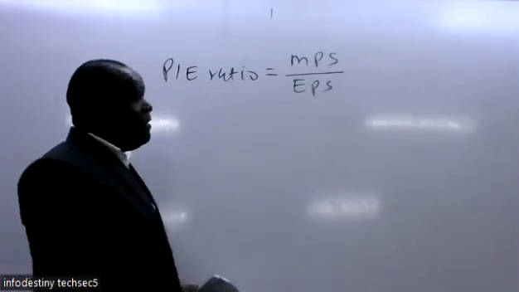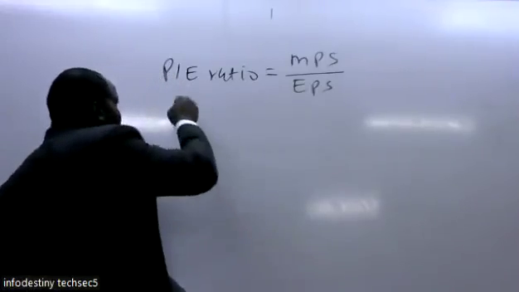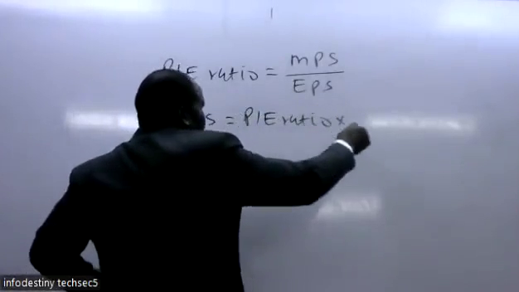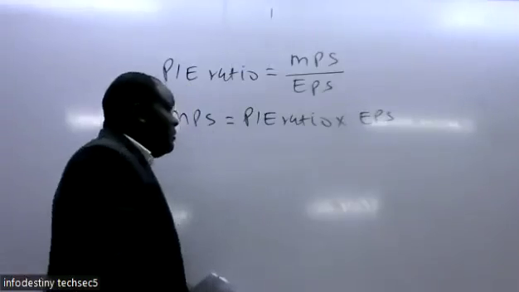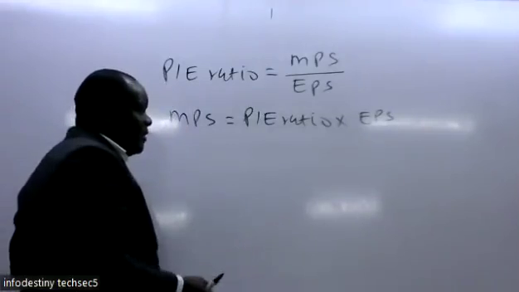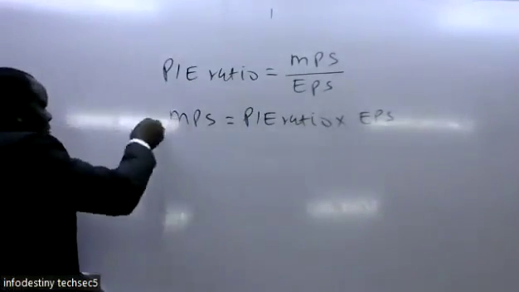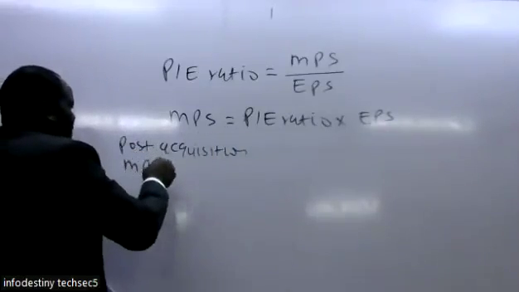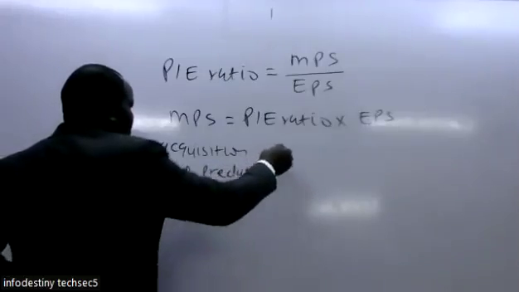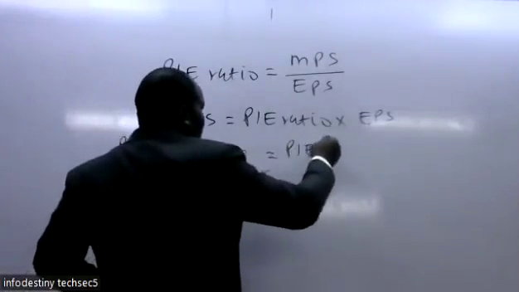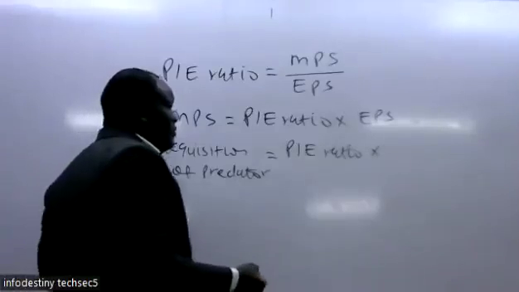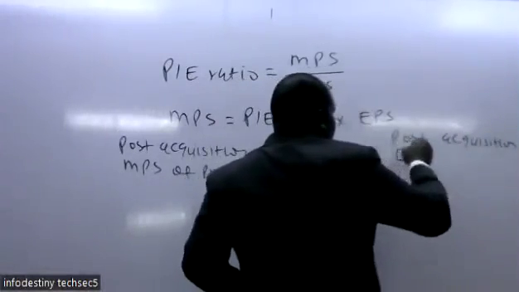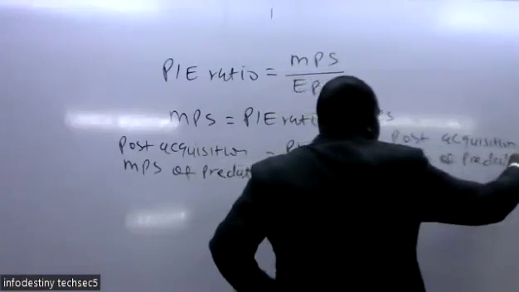So we make market price per share the subject. It will simply be the price earning ratio multiplied by the earnings per share. The question wanted the market price per share of the predator after the acquisition. So it will be given by the price earning ratio multiplied by the earnings per share of the predator.